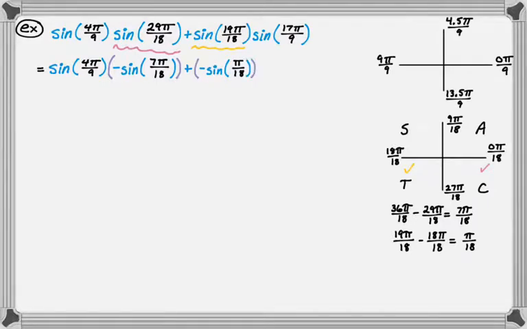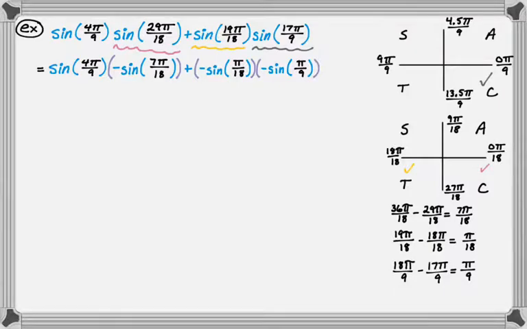And then we're going to do it one more time. So we got 17 pi over 9. So now we need to use our pi over 9 quadrant. So 17 is greater than 13.5. So we're in the fourth quadrant here. So I need to find the reference angle. So I will do 18 pi over 9 minus 17 pi over 9, which gives me just pi over 9. And in the fourth quadrant, cosine is the only positive, right? Because we have this. So I'm going to replace sine of 17 pi over 9 with the negative of sine of pi over 9. Okay, so that's our first step.